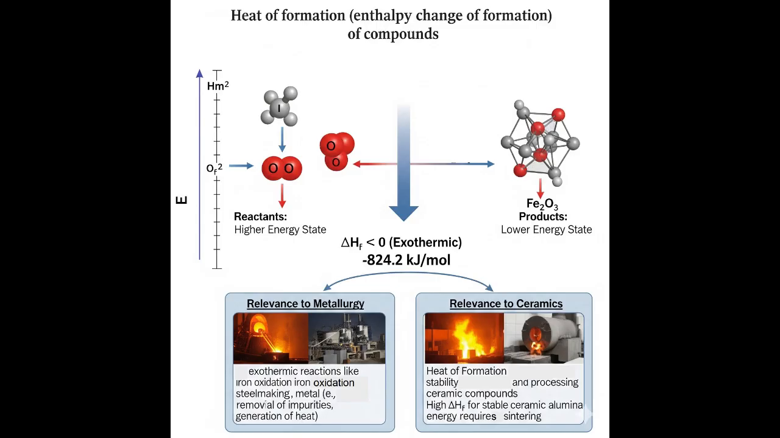For the second application, I'm mentioning heat of formation of compounds. When elements combine to form a compound, for example, iron reacting with oxygen to form iron oxide, energy is either released or absorbed. The standard enthalpy of formation, delta H_f naught, tells us the heat change when 1 mole of a compound is formed from its constituent elements in their standard states. This value is crucial for predicting the energy balance of chemical reactions in metallurgy and ceramics.